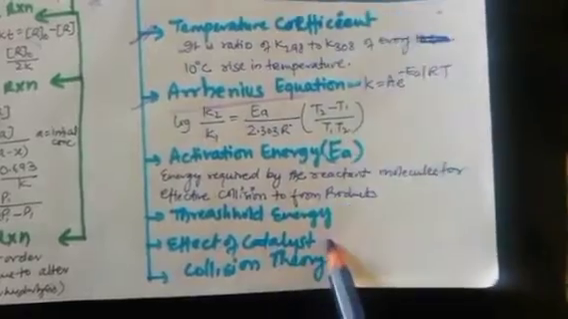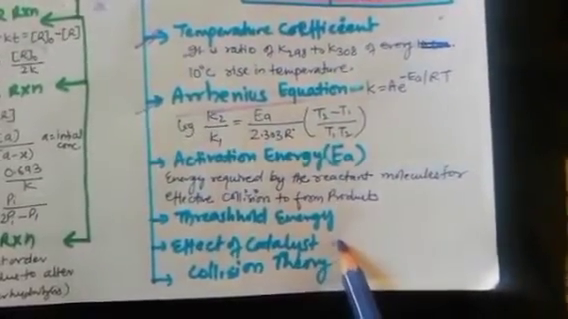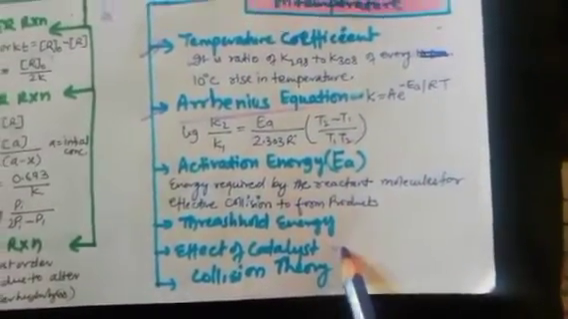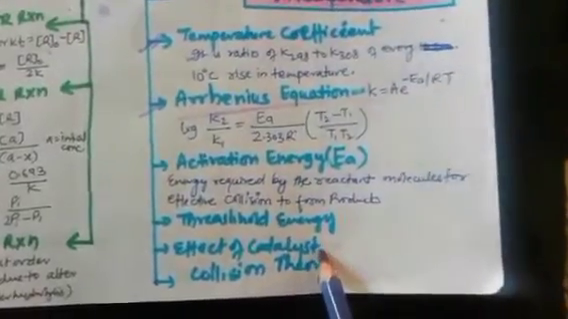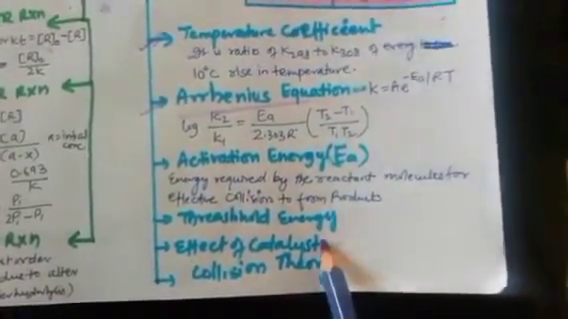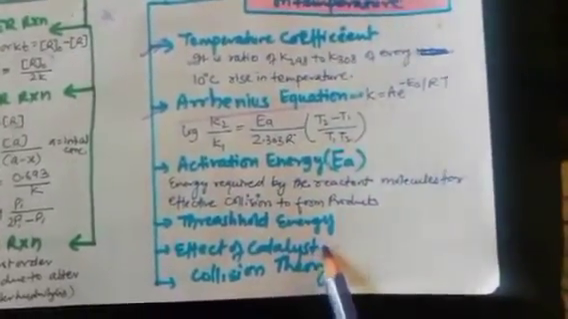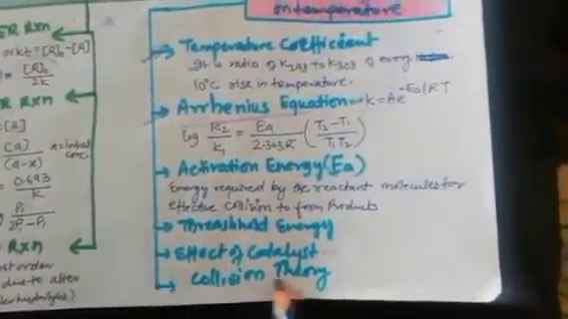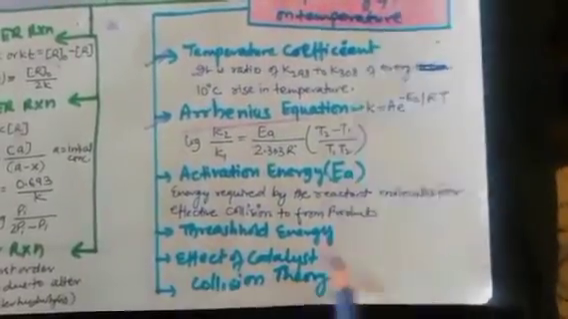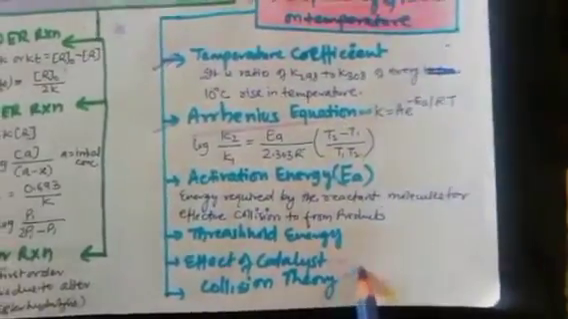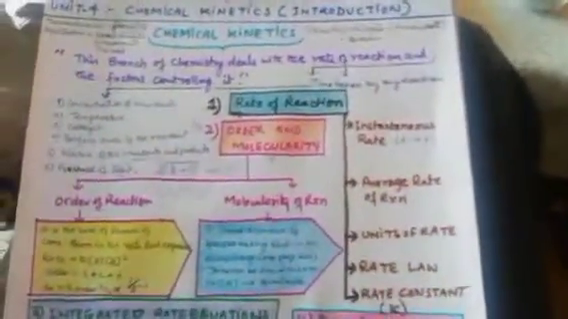Effect of catalyst: you know about catalysts in biology also, you studied it. So what is a catalyst? These are substances which promote the rate of reaction, which increase the speed of reaction. These are basically transition elements. Collision theory: what is happening when two elements are colliding, that chemistry we will study. So this is all that we are going to study in this particular chapter.